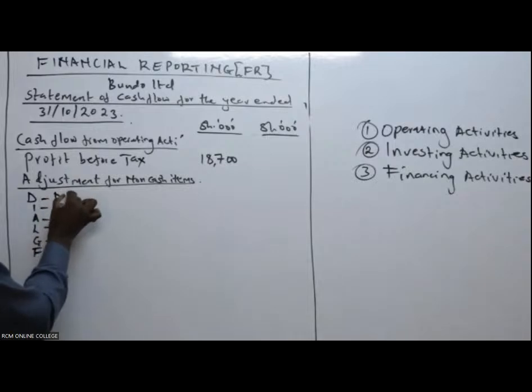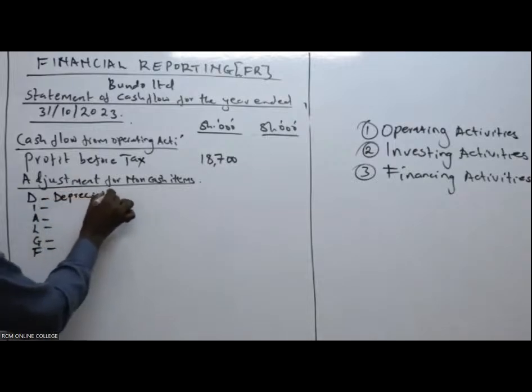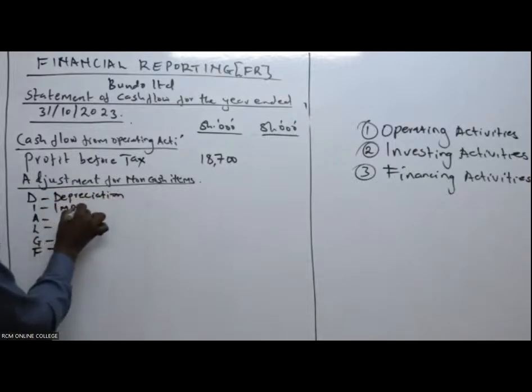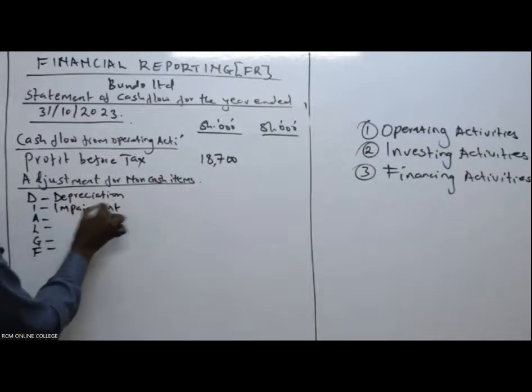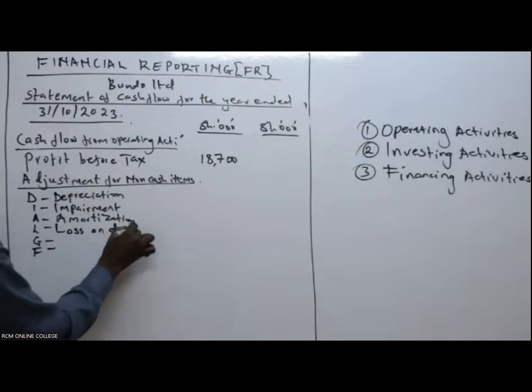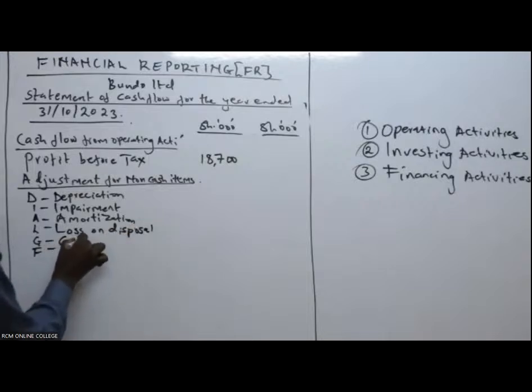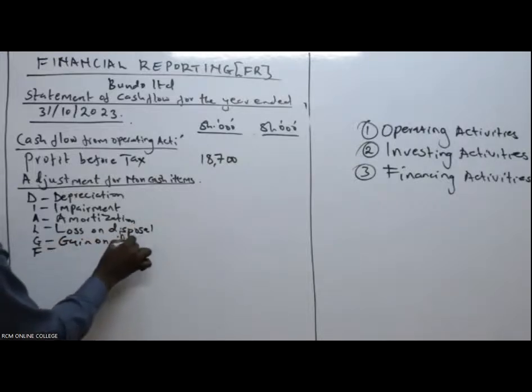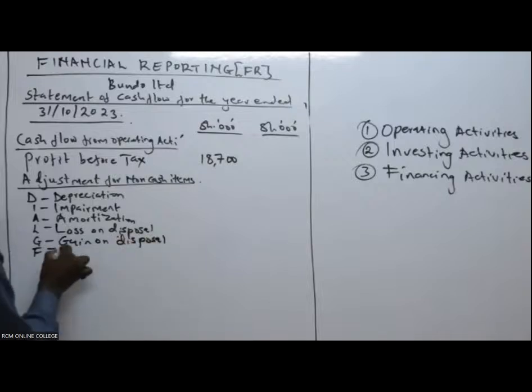Where this stands for depreciation, impairment, amortization, loss on disposal, gain on disposal, of course disposal of asset, and then we have finance cost. Finance cost is the same as the interest paid. Thank you, thank you.